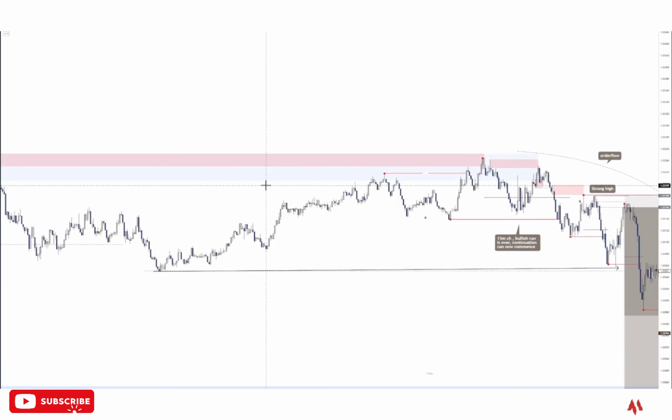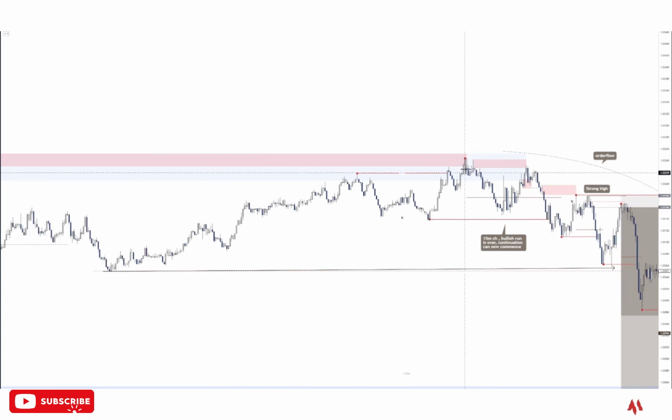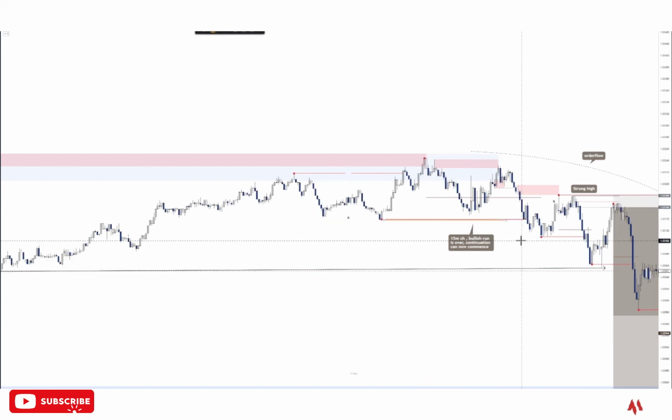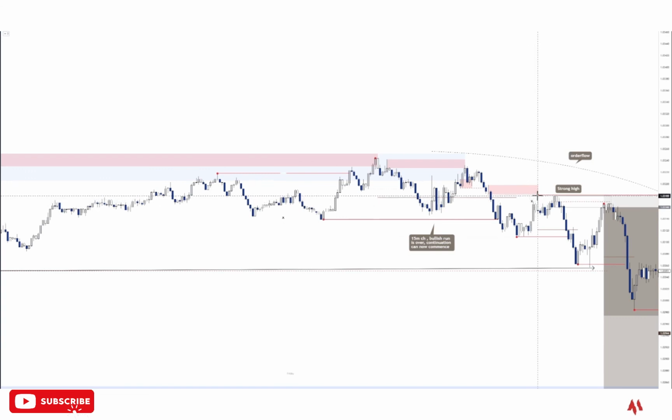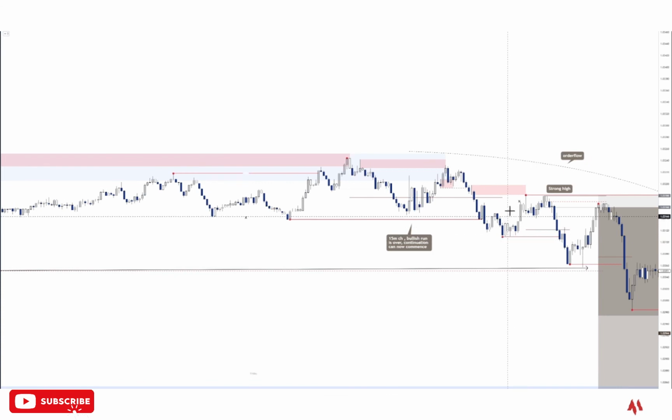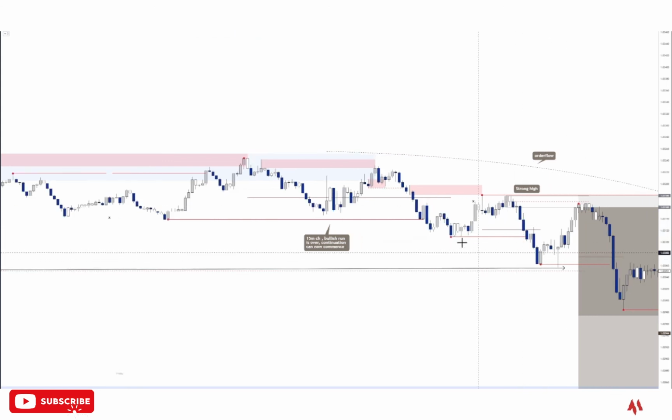Following our mitigation, we had our first sign of weakness from the 15 minutes, which we marked out our premium and discounts. We waited for price to get into our premium pricing to look for sales. Price got into premium and also had another break of structure, leaving us with another range, this high and this low, which we marked out our premium and discount pricing.